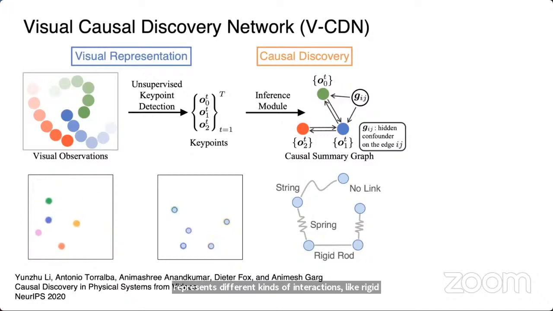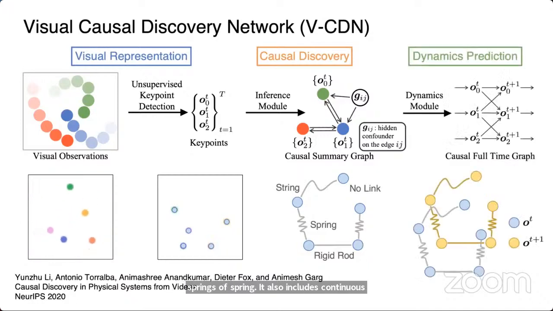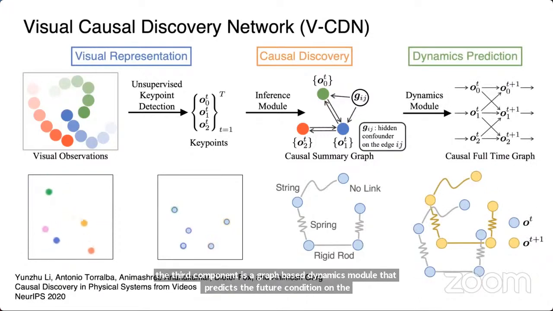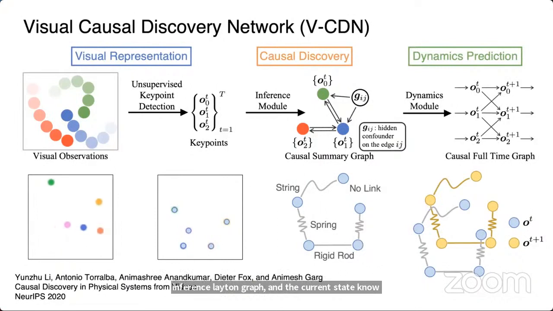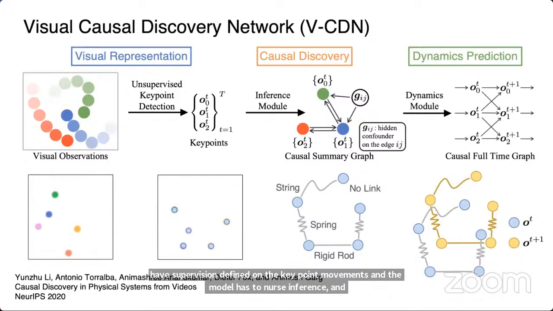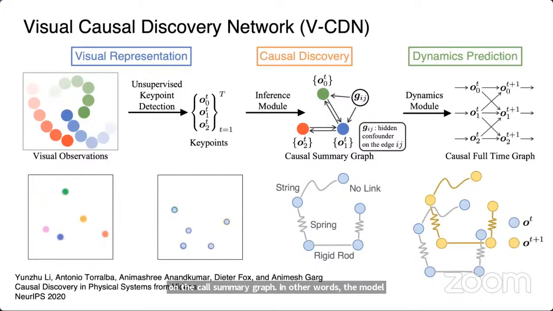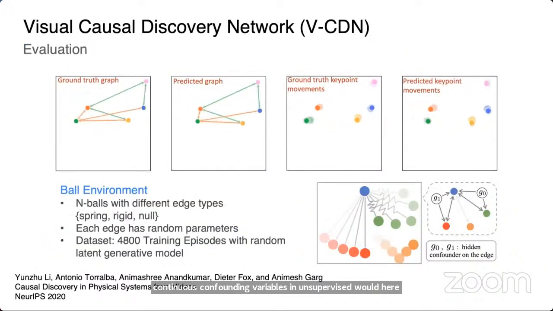The third component is a graph-based dynamics module that predicts the future conditioned on the inferred latent graph and the current states. Note that we only have supervision defined on the key point movements, and the model has to learn the inference and dynamics module jointly without direct supervision on the causal summary graph. In other words, the model has to disentangle the relation types and estimate the continuous confounding variables in an unsupervised way. Here we show the evaluation results.